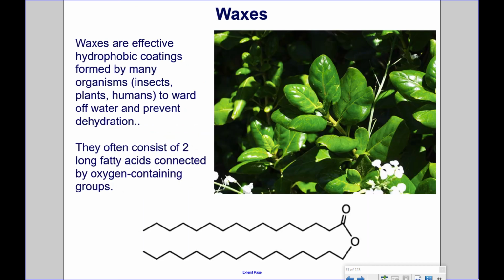Waxes. Waxes are effective hydrophobic coatings formed by many organisms, insects, plants, and humans, to ward off water and prevent dehydration. They often consist of two long fatty acids connected by oxygen-containing groups.